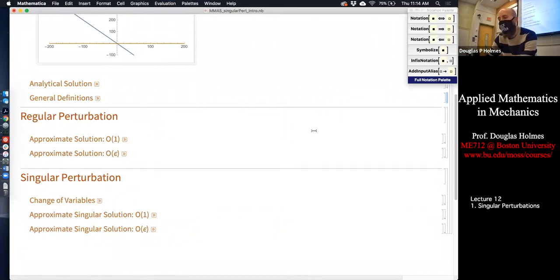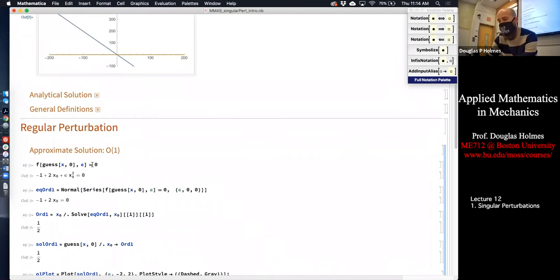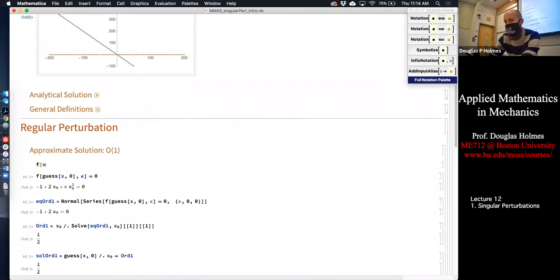And now let's look at the regular perturbation. So we can take this out to order epsilon, order 1. So just like before, remember we have f of x comma epsilon, and what we want to do is replace x with our guess. So instead of writing x here, we write our guess, and we're doing this to order 1. So that means we take epsilon here to be exactly equal to 0. We send this into this equation.